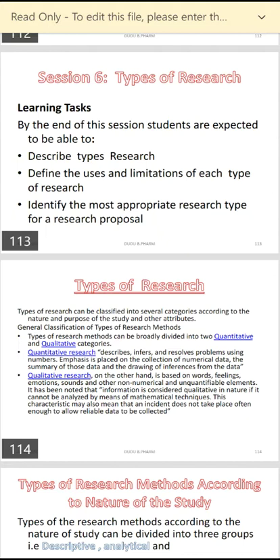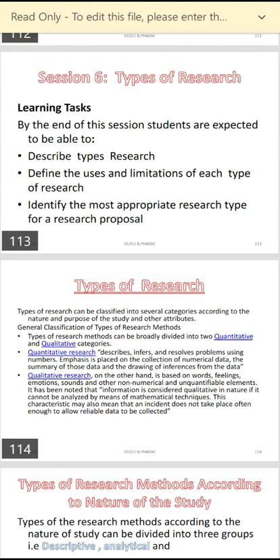We are going to see the overview of the types of research and the overview of their limitations, because in our session 12, we are going to explain each research type in detail. So, I'll go somehow fast in our presentation today, types of research.